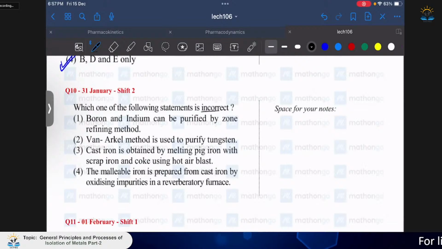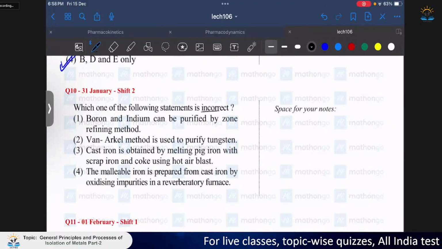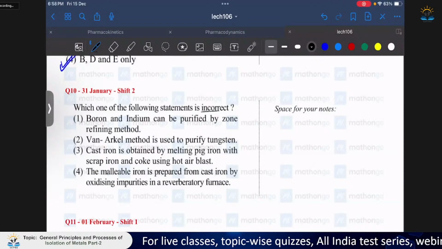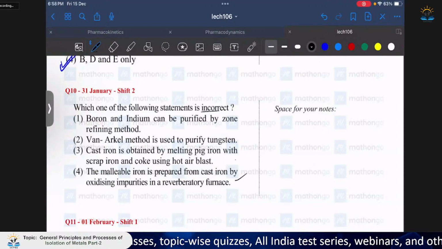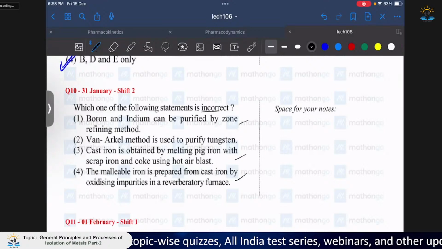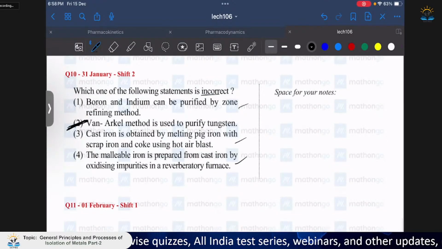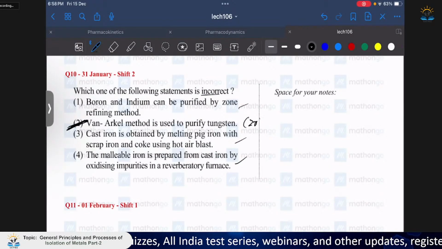Which of the following statements is incorrect? Boron and indium can be purified by zone refining method. Van Arkel method is used to purify tungsten. Cast iron is obtained by melting pig iron with scrap iron and coke. The malleable iron is prepared from cast iron by oxidizing impurities in a reverberatory furnace. So this is correct, this is correct. This is the wrong option. Van Arkel is for zirconium.